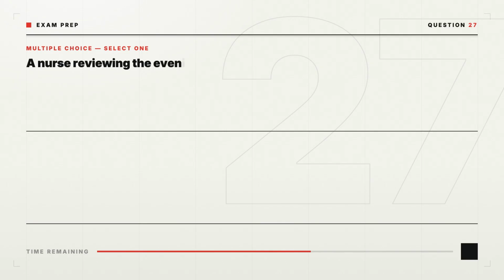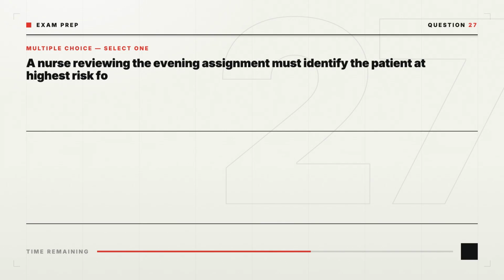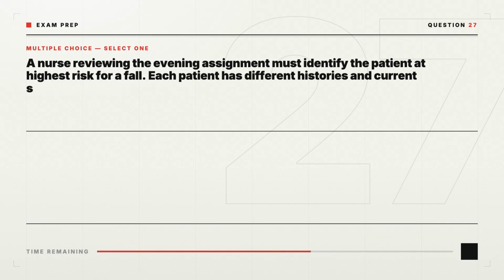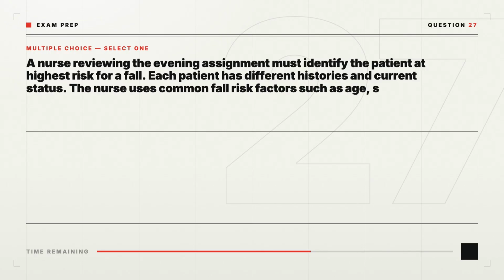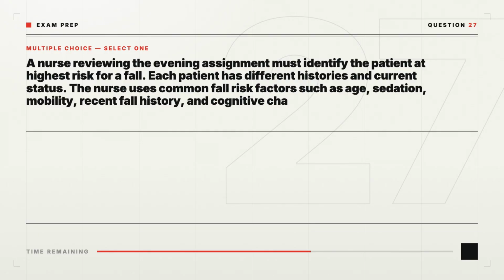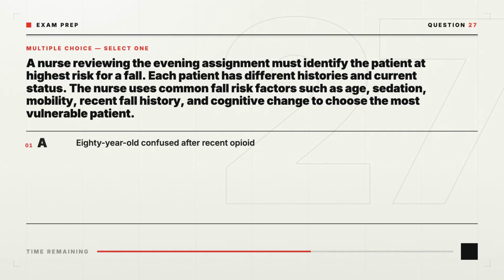Question 27. A nurse reviewing the evening assignment must identify the patient at highest risk for a fall. Each patient has different histories and current status. The nurse uses common fall risk factors such as age, sedation, mobility, recent fall history, and cognitive change to choose the most vulnerable patient. Your options are A.